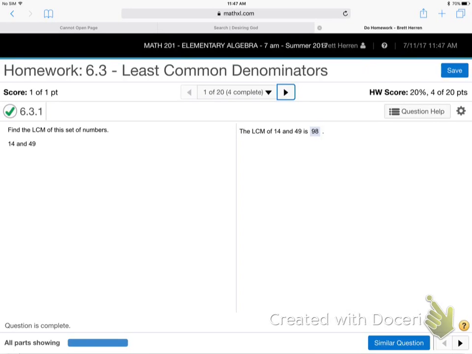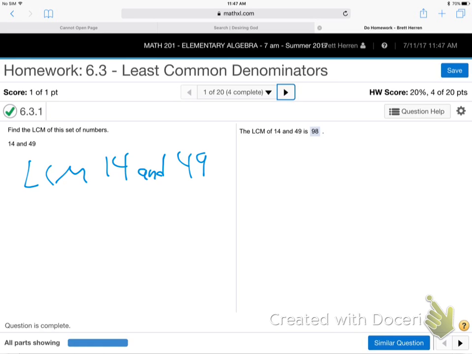Okay, so LCM. 14 and 49. This is the last section, 6.3. This will take us 40 minutes probably. We've got to take a break here in 10 minutes or so. Okay, 14 and 49. I want to find the LCM.